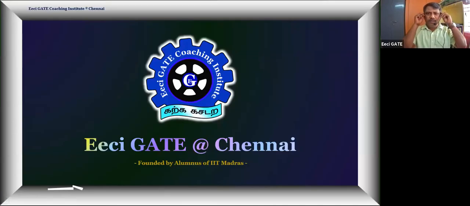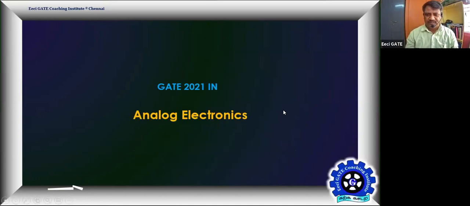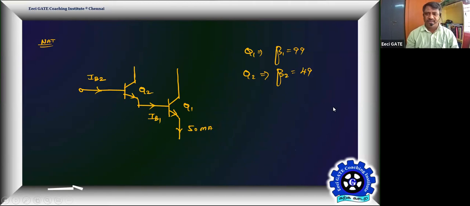So let us see the final problem on analog electronics, which appeared in the GATE 2021 instrumentation paper. This is based on a Darlington pair, but not having identical transistors. Not an issue even if you don't know it's a Darlington pair, you can still answer this problem comfortably. The problem statement is this.